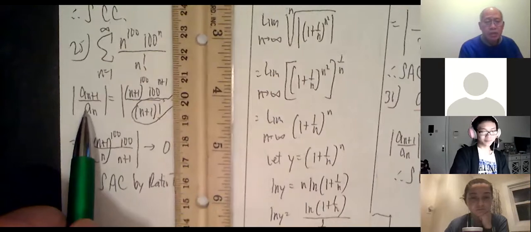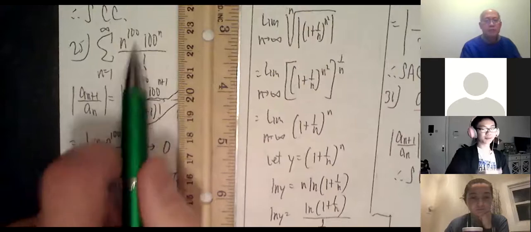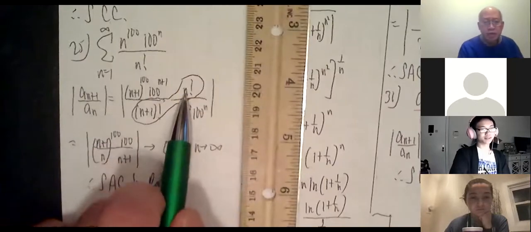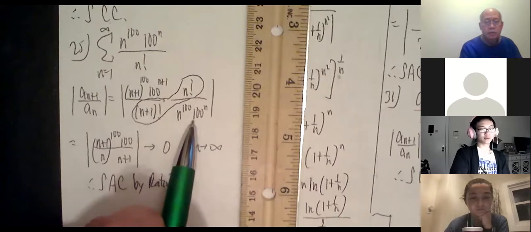How do I divide by a sub n? I multiply by the reciprocal. So I just flip this. Times n factorial over n to the 100, 100 to the n. Right?